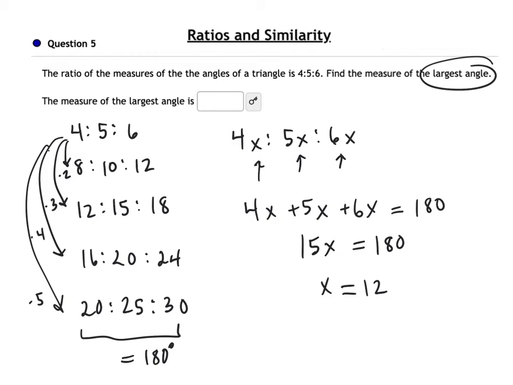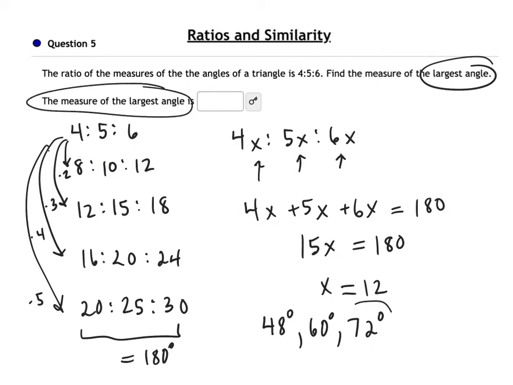12 is not the answer. It's our multiplier. 4x is the first one. That's 4 times 12, 48 degrees. 5x is 5 times 12, which is 60 degrees. And 6x is 6 times 12, which is 72 degrees. The question says, what's the measure of the largest angle? That would be that one right there. 72 degrees is our answer.